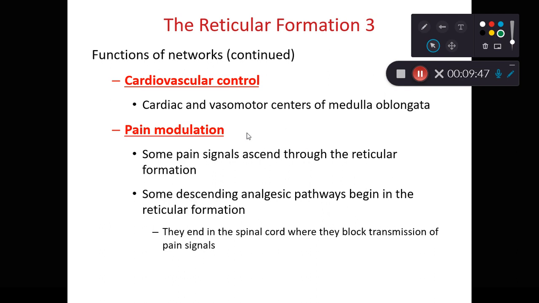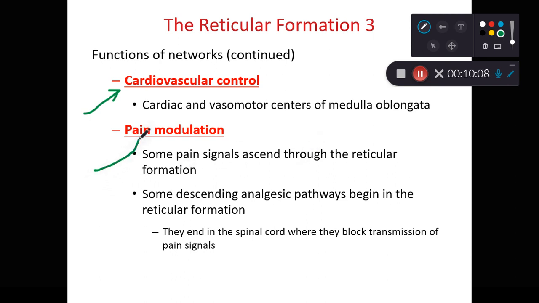We also are going to use the reticular formation for cardiovascular control. It helps to regulate the strength of the contraction of the chambers of the heart and also the rate of contraction of the chambers of the heart, the frequency that they contract. This is going to influence cardiac output, the amount of blood leaving the heart, and overall blood pressure.